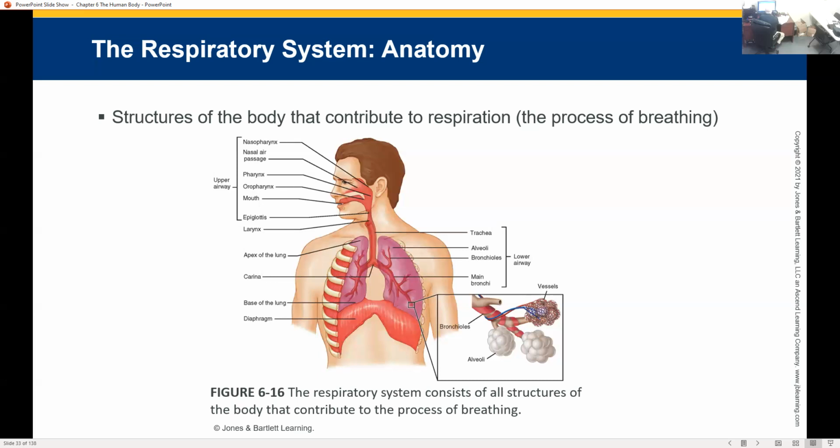How quickly it works depends on if your body is under stress. If you're sitting here listening to me, your heart rate probably is not that fast and your breathing is not that fast. If you go outside and run around the building a couple of times, guess what's going to happen? Your heart rate's going to increase because you've got to pump more blood, and your respiratory rate's going to increase, and you've got to offload more carbon dioxide and pick up more oxygen. So the alveoli are very, very important.